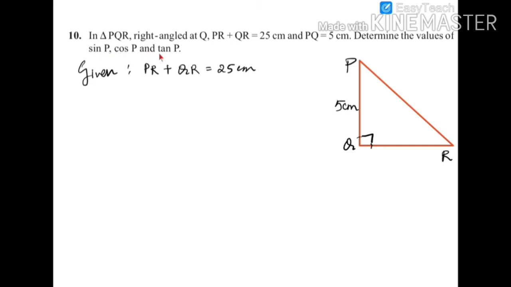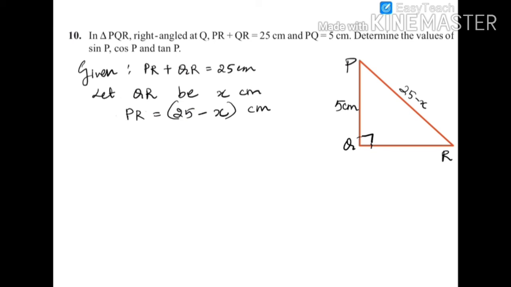In order to find these ratios, we will have to find the remaining two sides of this triangle using the information that is given. So let's say QR is x centimeters. Using the above information, we can say that PR is equal to 25 minus x centimeters. Now we can use Pythagoras theorem in this triangle. Hypotenuse PR is 25 minus x and QR we have taken as x.